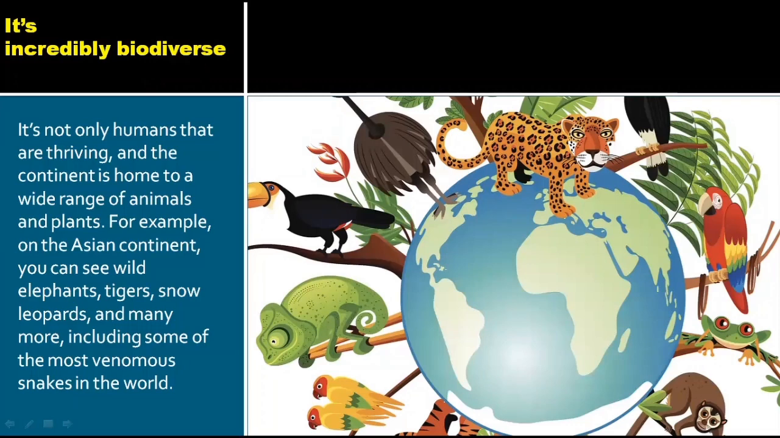As we discussed earlier at the beginning, Asia is the most diverse continent in the world. So it is not only humans that are thriving, the continent is also home to a wide range of animals and plants. For example, on the Asian continent, you can see wild elephants, tigers, snow leopards, and many more, including some of the most venomous snakes in the world. So you will see the biodiversity in Asia. Different types of creatures and species are found in Asia.